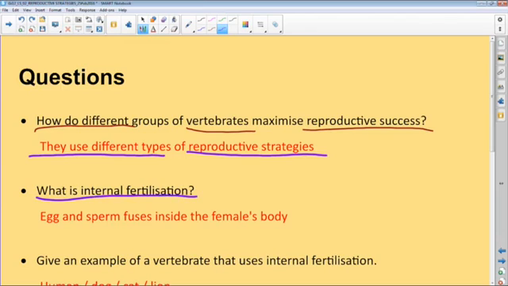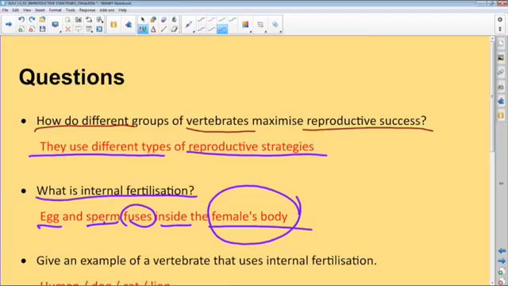Okay, the next one. What is internal fertilization? As I said, the egg and the sperm fuse, in other words, come together inside the female's body. Okay, now watch this. The egg and the sperm fuse inside the female's body. Now, I'm going to circle that because I'm going to give you a little bit of a challenge, something to do. Okay, and I want you to go do it at home. It's not for marks, it's not for anything. What I want you to do is go and find out something for me. Okay, I will give you the answer.